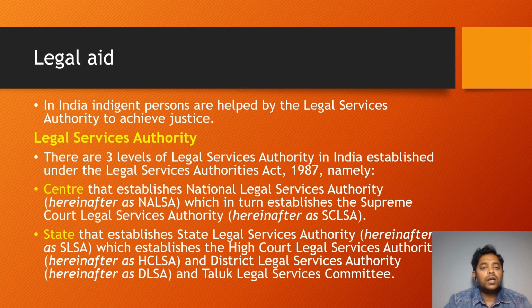Coming to legal aid. In India, indigent persons are helped by the Legal Services Authority to achieve justice. There are three levels of Legal Services Authority in India established under the Legal Services Authorities Act 1987, namely: the Centre establishes the National Legal Services Authority (NALSA), which in turn establishes the Supreme Court Legal Services Committee. The State establishes the State Legal Services Authority, hereafter SALSA, which establishes the High Court Legal Services Committee and District and Taluk Legal Services Authorities.